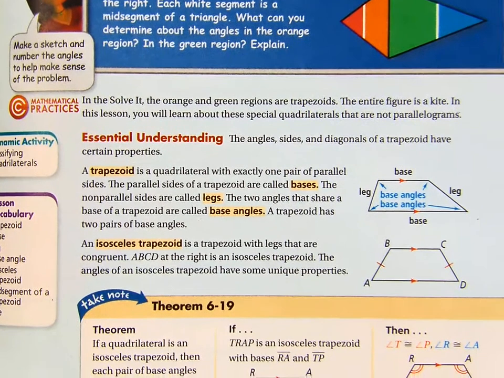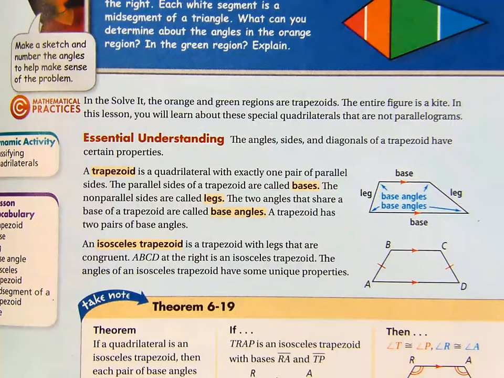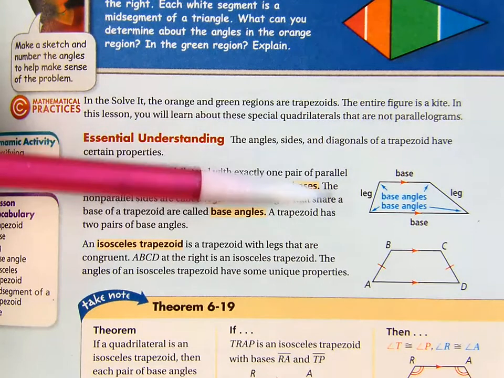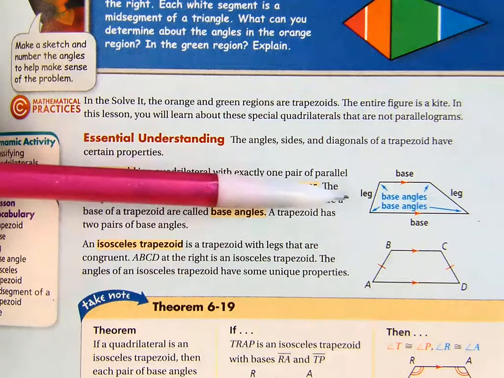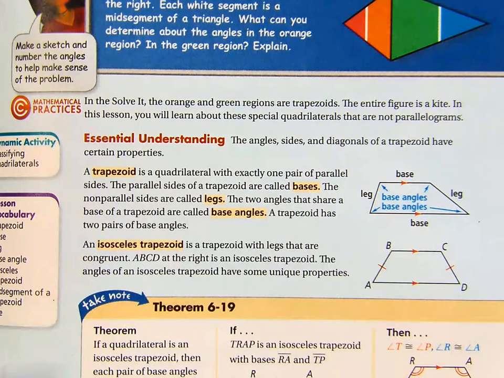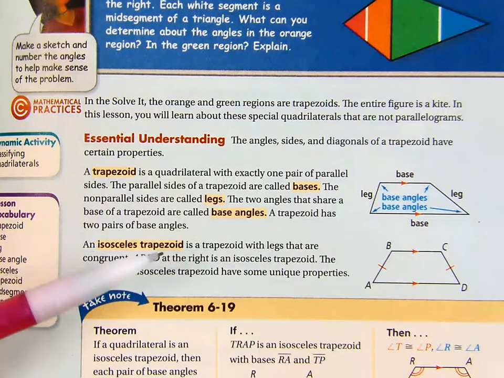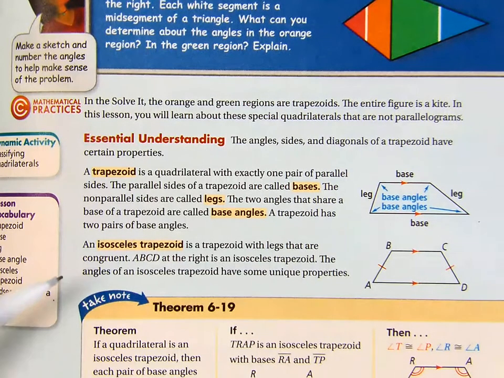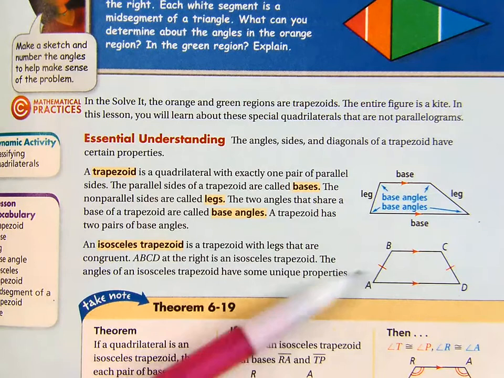Now, when we get to an isosceles trapezoid, that's where a lot of our properties are going to come in. For just a trapezoid, we just know that it has exactly one pair of parallel sides. The non-parallel sides are legs. The angles are referred to as base angles. But with an isosceles trapezoid, it's a little more. An isosceles triangle is a triangle with two congruent sides. An isosceles trapezoid is a trapezoid with legs that are congruent. In an isosceles triangle, the two congruent sides were called the legs. And in an isosceles trapezoid, the two non-parallel sides, which are the legs, are also congruent.